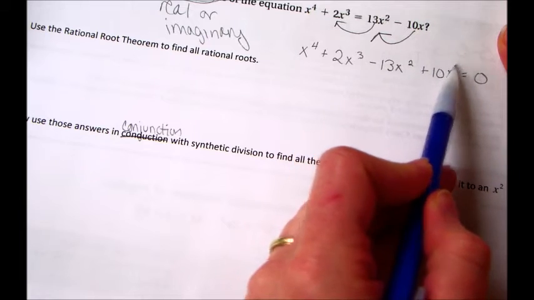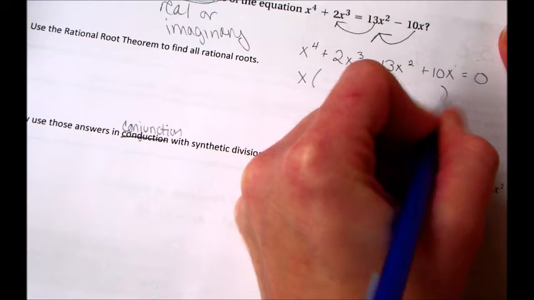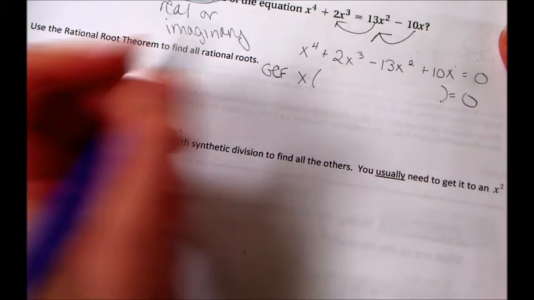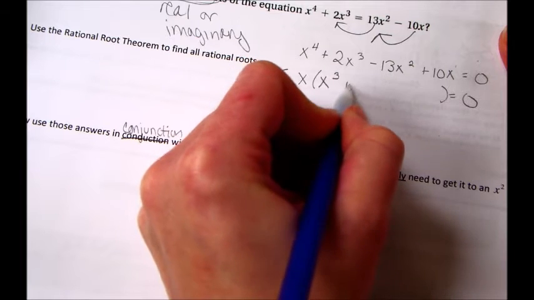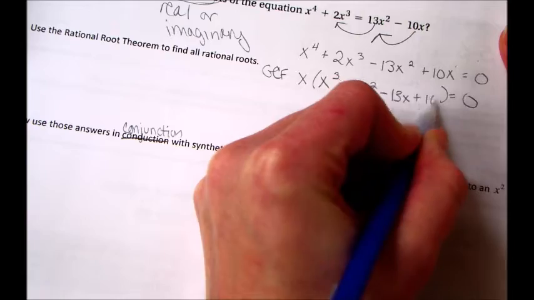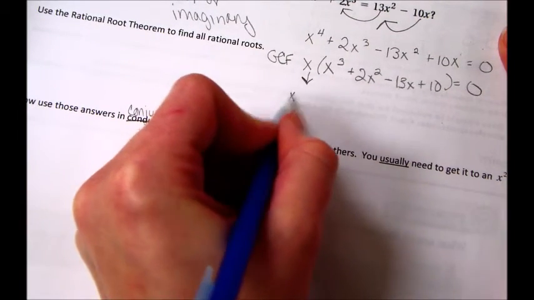I will definitely suggest here that you either A, add a 0 to the back of this, or B, take out a GCF of x, which is definitely the easier thing to do. If the problem has a GCF, please make sure you take it out. So we're going to get x cubed plus 2x squared minus 13x plus 10. We know, because we have this floating x outside, that one of our zeros is 0, no matter what.